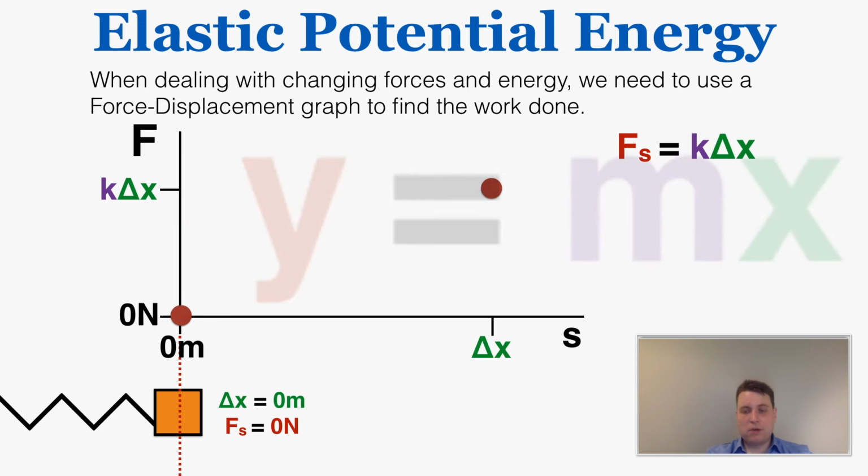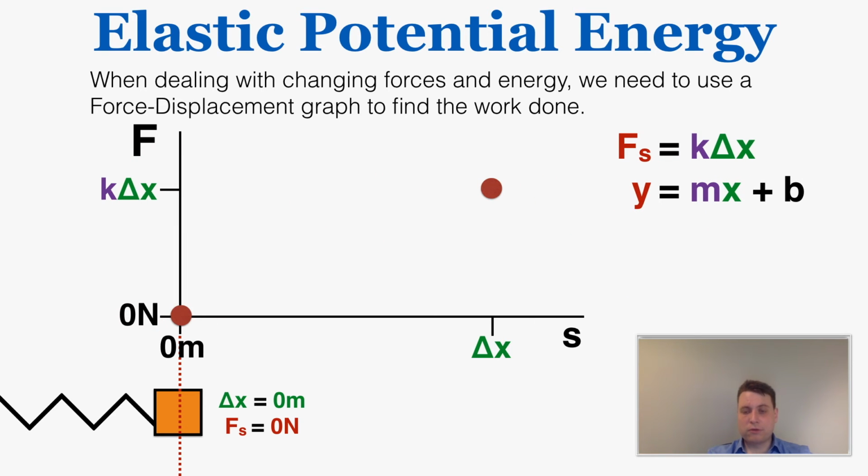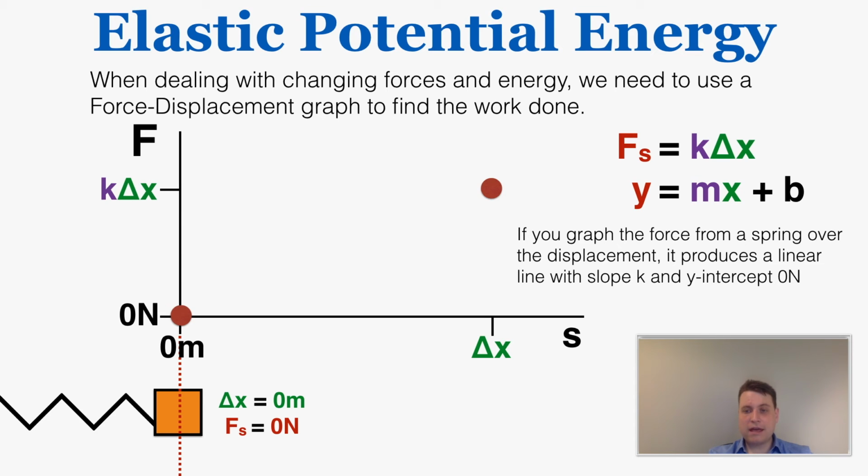And you'll notice that that's modeling a linear equation, where force is on the y-axis, delta x is on the x-axis, and k is the slope, and there's no y-intercept. So if you graph the force from a spring over the displacement, it produces a linear line with a slope of k and y-intercept of 0 newtons. So we already decided that the y-intercept makes sense as 0 because at 0 meters it's not supplying any force to the object. So this is going to be a straight linear line with a slope of k. So that's what the graph looks like.